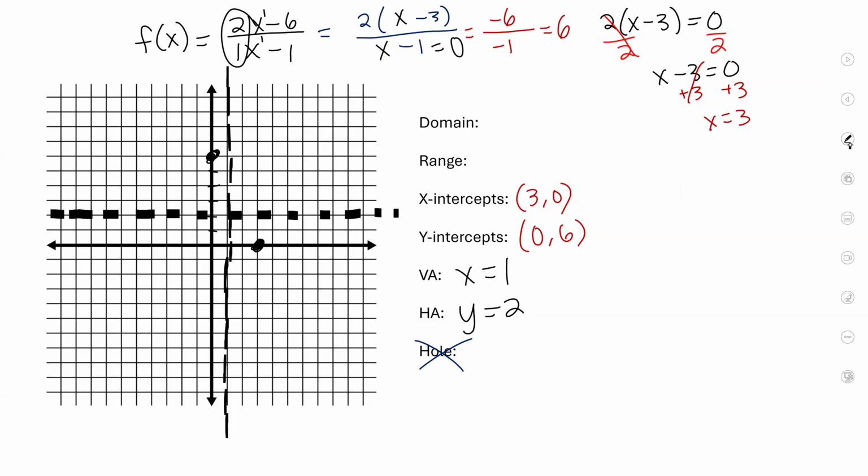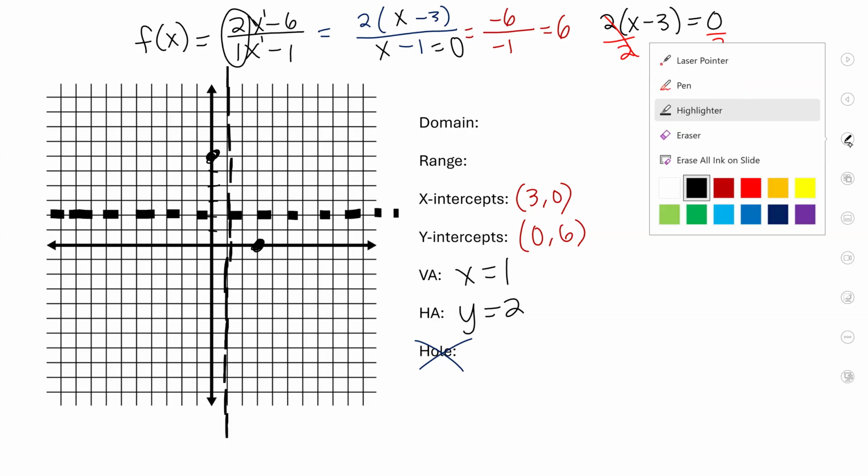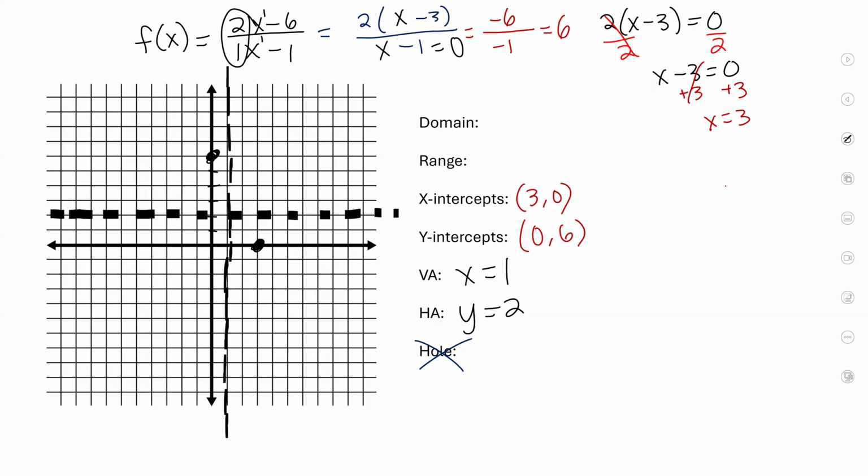Okay, so this is what my graph is going to look like. Oh, and I don't have a hole. So then my graph will look like this. Go through those points that you just plotted.